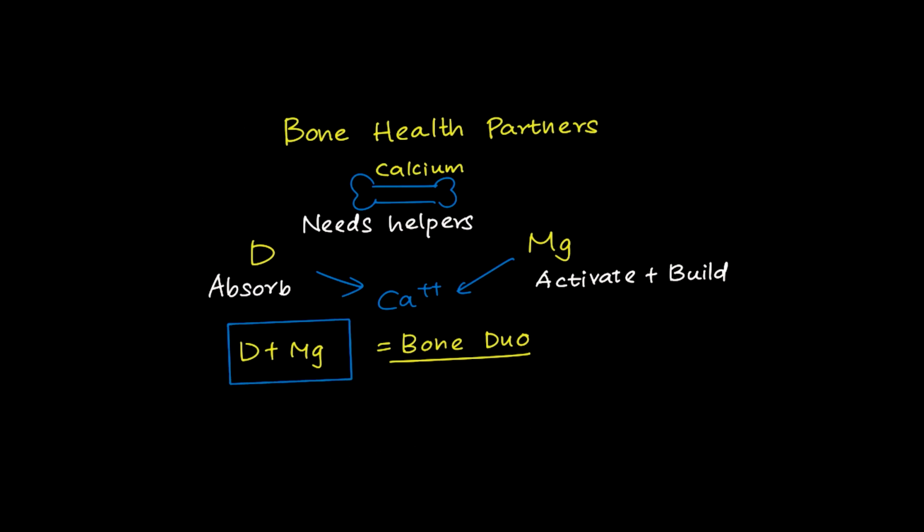Here's a WGU D440 OA exam tip for you. When the question mentions calcium absorption or postmenopausal bone health, pick vitamin D and magnesium. Quick recall hook: D and Mg, the bone duo.